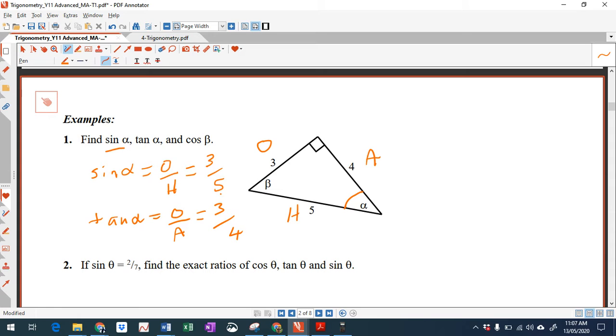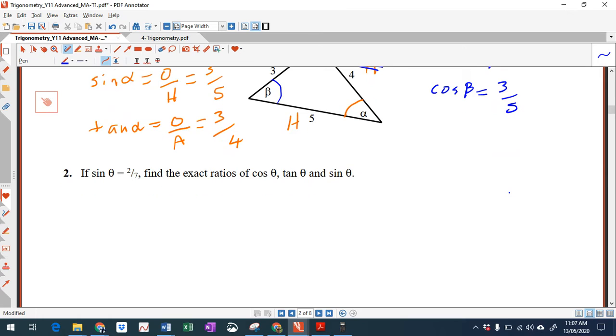Now, what about cos beta? Cos beta is different because you're going to have to change the labels of the sides. Now, because we're talking about this angle this time, this side now will be the opposite side, and this side now will be the adjacent side. So cos beta is the adjacent side divided by the hypotenuse. So that'll be cos of beta is 3 over 5.